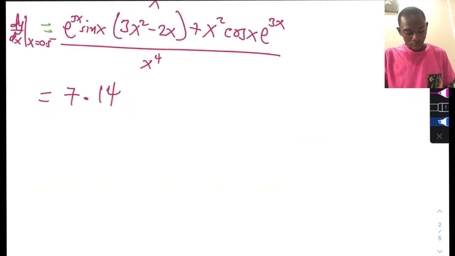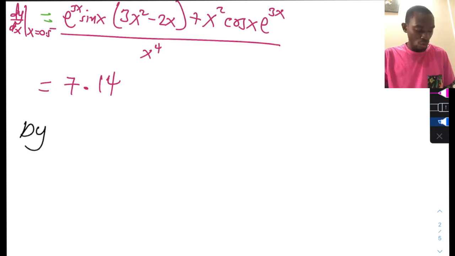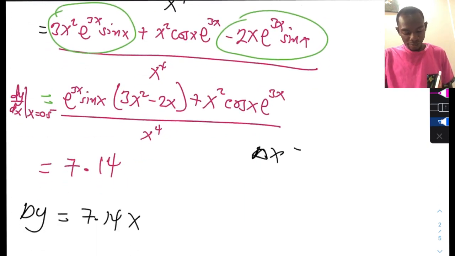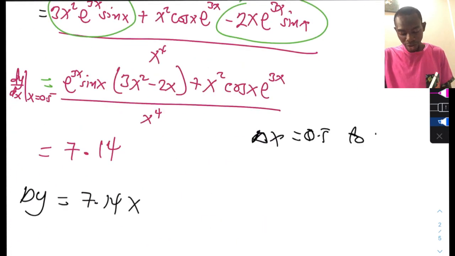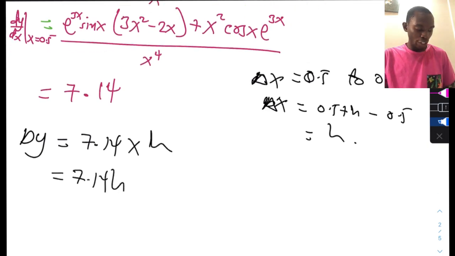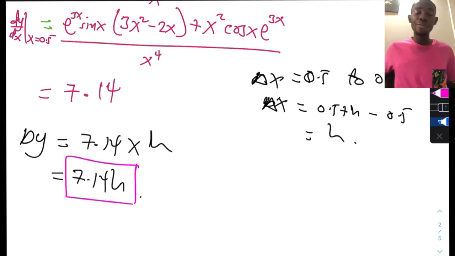So we got that. Can we write it down here that change in y is equal to 7.14 times the change in x. But remember that the change in x is starting from 0.5 and going straight to 0.5 plus h. So the change in x is the final value 0.5 plus h minus the initial value, giving you h. So your answer is 7.14h. Basically, that is what you should get. Okay, so that's a small change in y as a result of x increasing by a small value called h.